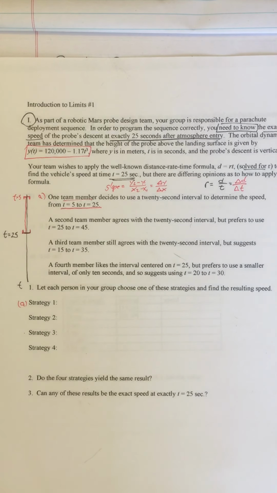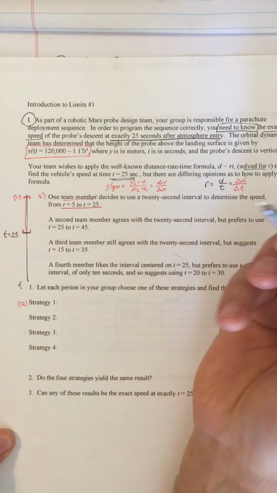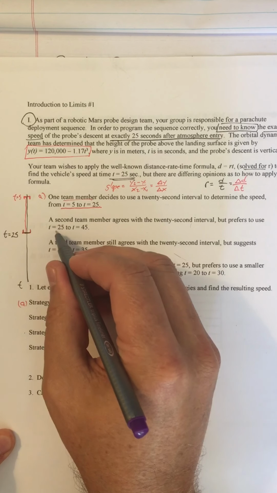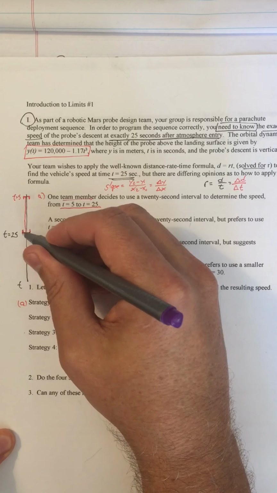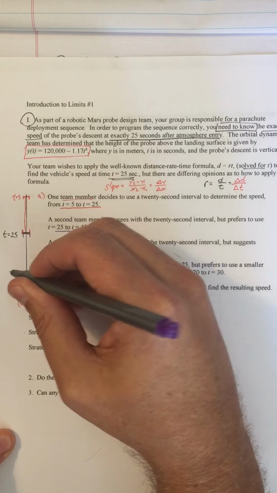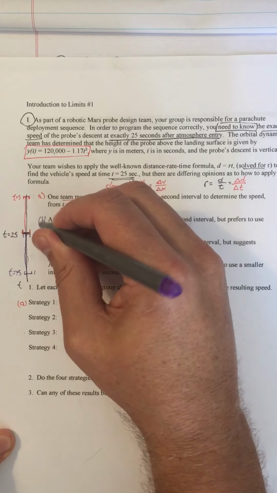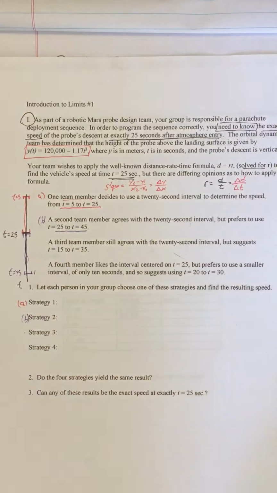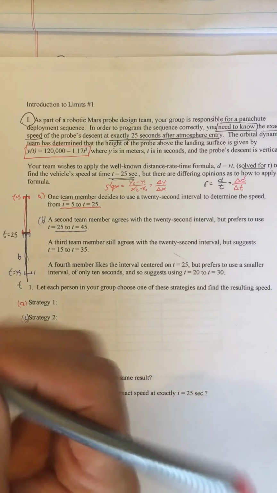All right, and then our second team member says, I like the 20-second interval. We're going to do 5 to 25. That's a 20-second interval. But let's do from 25 to 45. So if I do the time from 25 seconds and then go to 45 seconds, let's put that over here, t equals 45. And that's what team B is going to be. That's going to be our strategy B. So that's the interval for strategy B. This is the interval for strategy A.